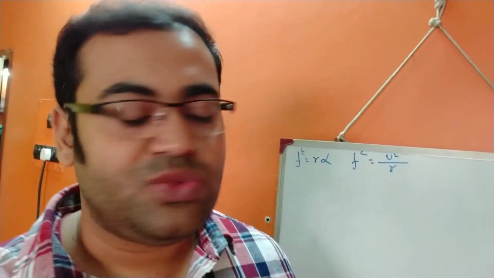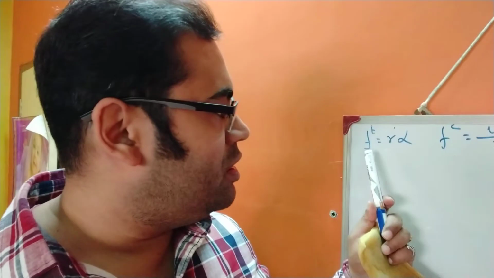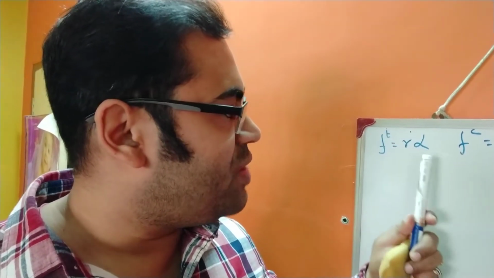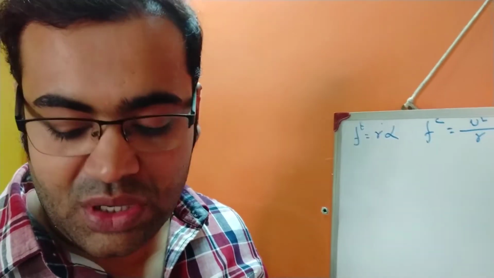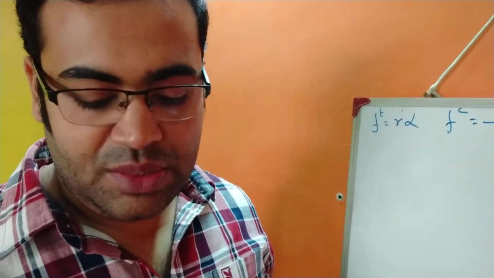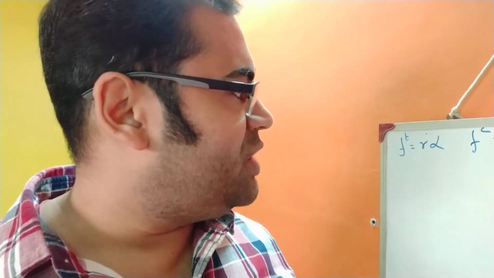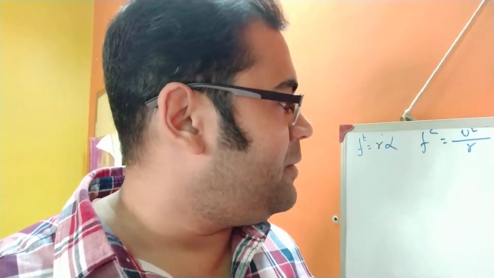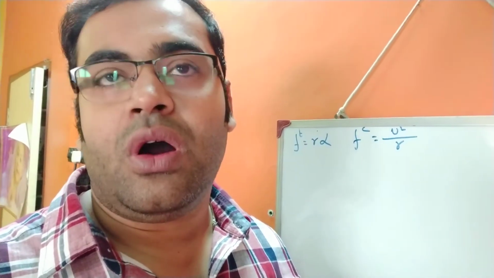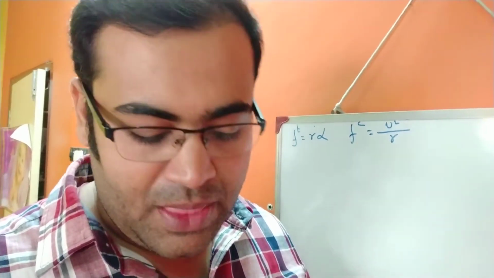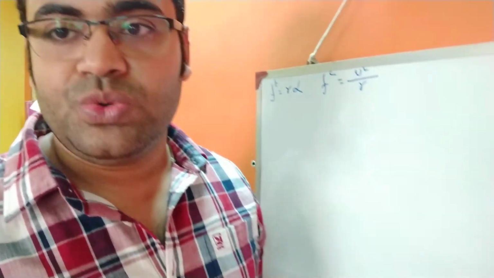Good afternoon, friends. In our previous slides, we found that f_t is equal to r into alpha, and f_c is equal to v square by r, and how we have calculated these values. We have shown this in the previous slides. Now with this consideration, we know how to calculate the tangential acceleration of a link and the centripetal acceleration of a link. Now we should proceed to calculate the acceleration components of a 4-bar linkage. Let's see how we should do the calculation.